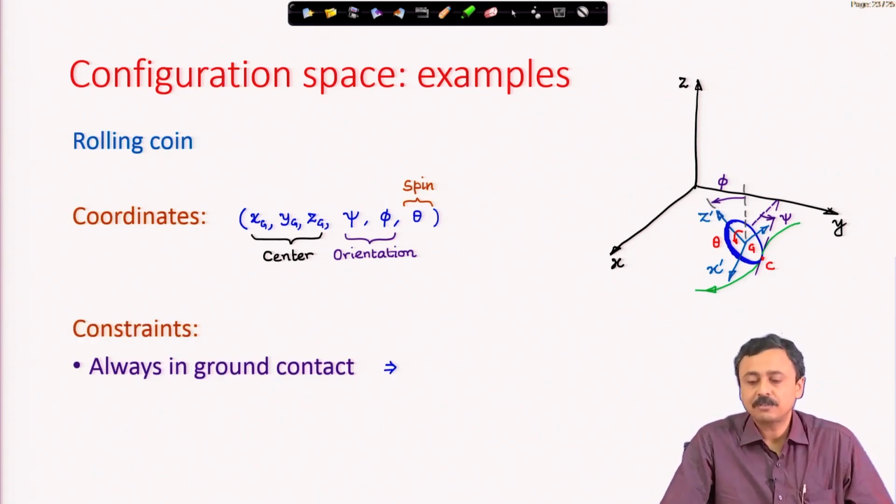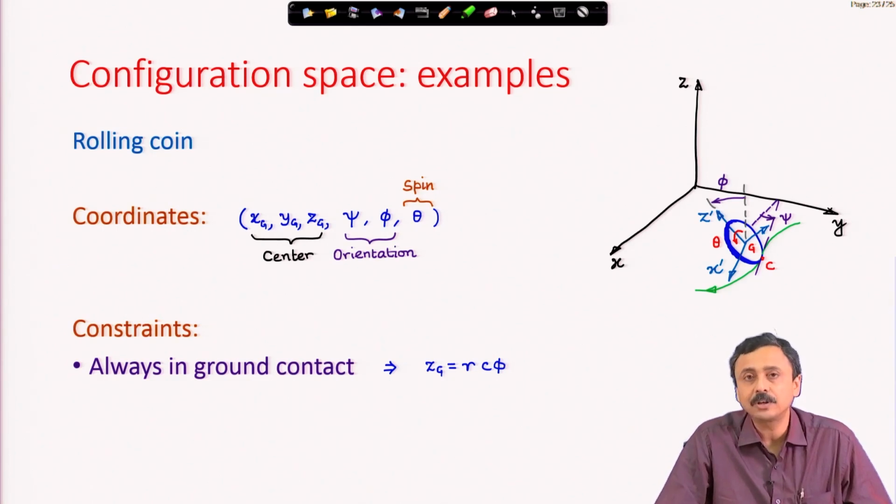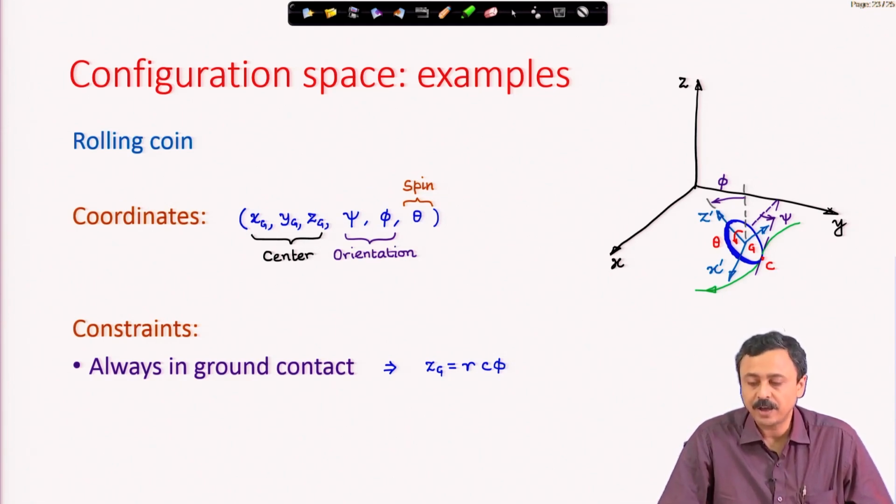Now, there are of course constraints. Can you arbitrarily fix x g, y g, z g? You cannot, because the coin must always be on the ground. Therefore, the z g coordinate can always be written in terms of the radius of the coin and the tilt of the coin. This is very simple to see from the figure: z g must be equal to r cos phi, and at phi equal to 0 you can see that z g is r. Phi equal to 0 means the coin is upright, and phi equal to pi by 2 means the coin is on the ground, then z g is 0.